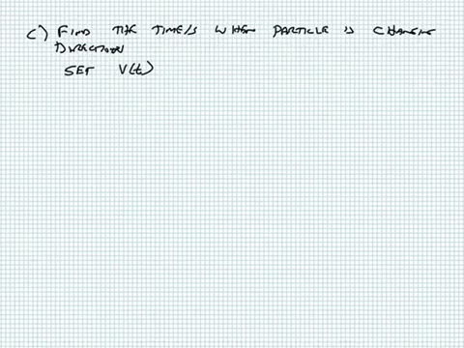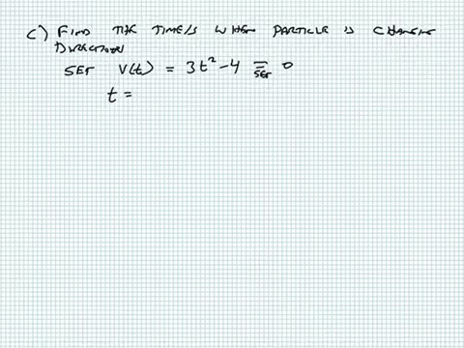Okay, so the first thing I'm going to do is set my velocity, v of t, which is equal to 3t squared minus 4, equal to 0. Because I want to find the zeros for velocity. Alternatively, if you just had position, remember you could take the derivative of position, which is velocity, and set that equal to 0.